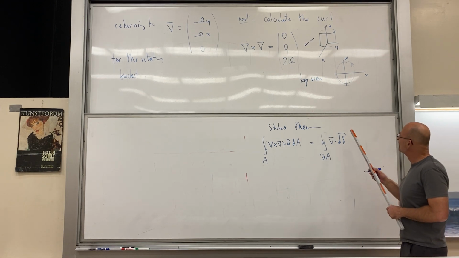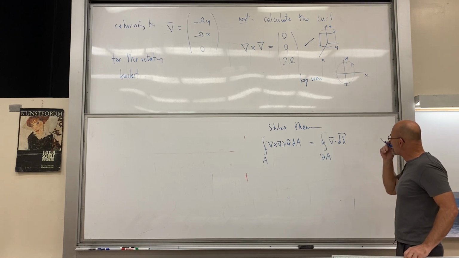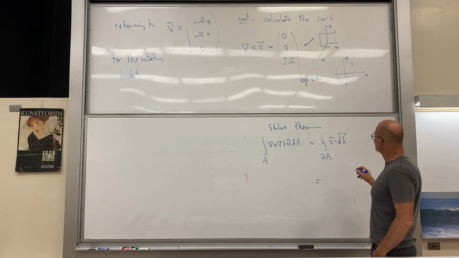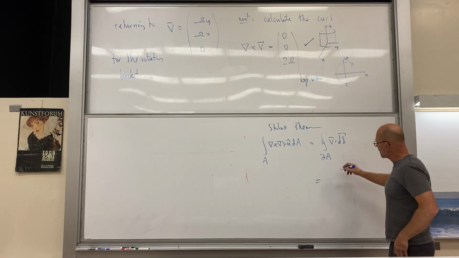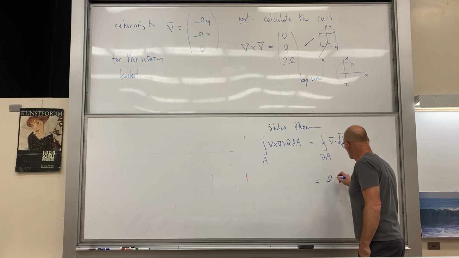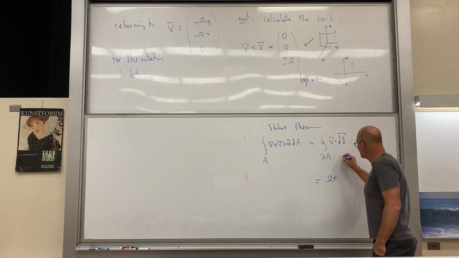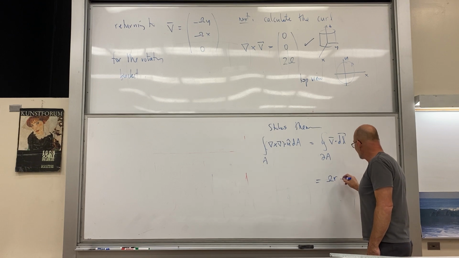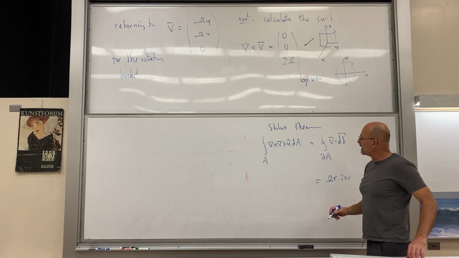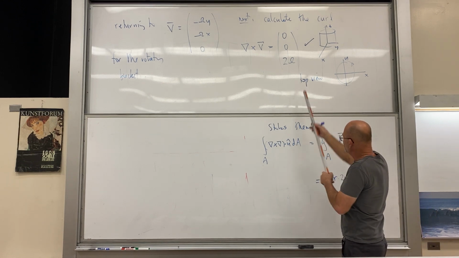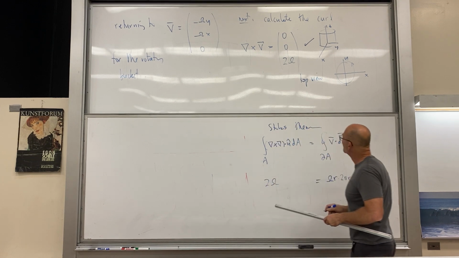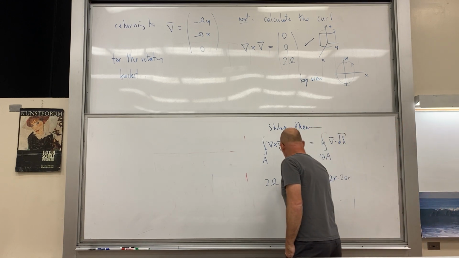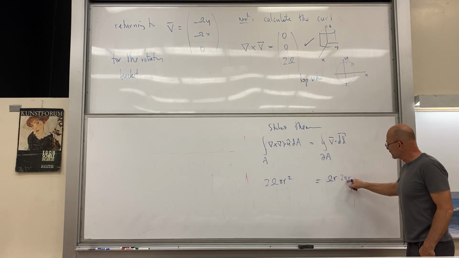So v dot dl, let's do the right side here. Since it's just the tangential velocity, v dot dl would be omega r, and we're doing a circle, so omega r times the circumference, 2 pi r. And over here, the curl of v, which is just 2 omega, times the surface area of the little circle of radius r, which is pi r squared. Pi r squared omega.